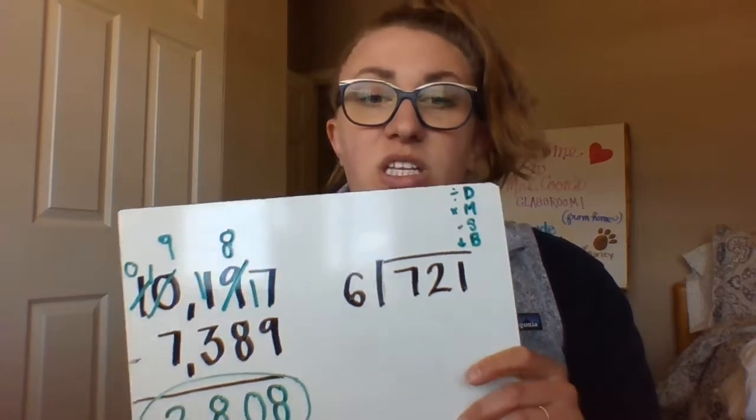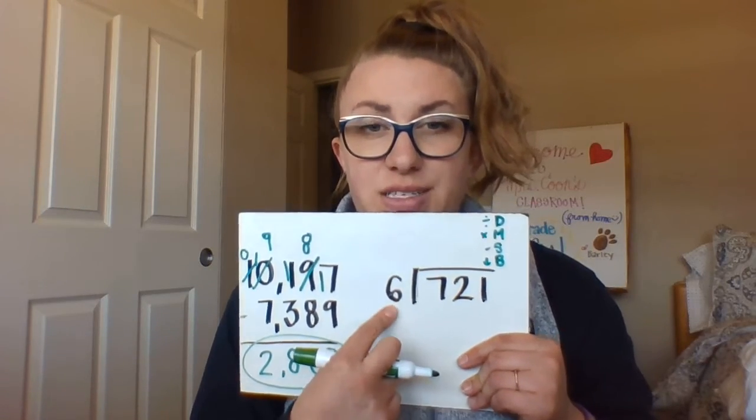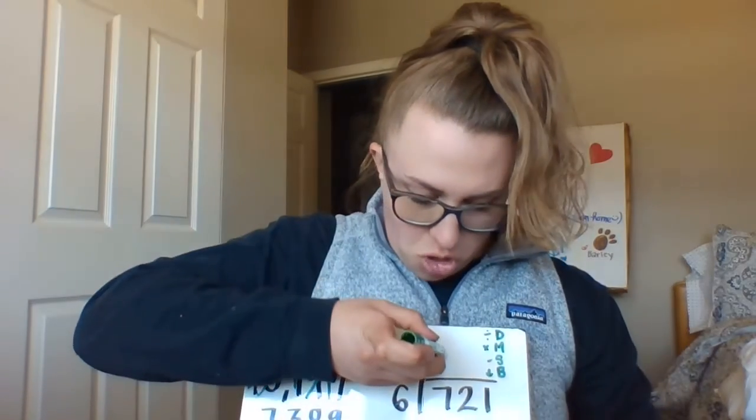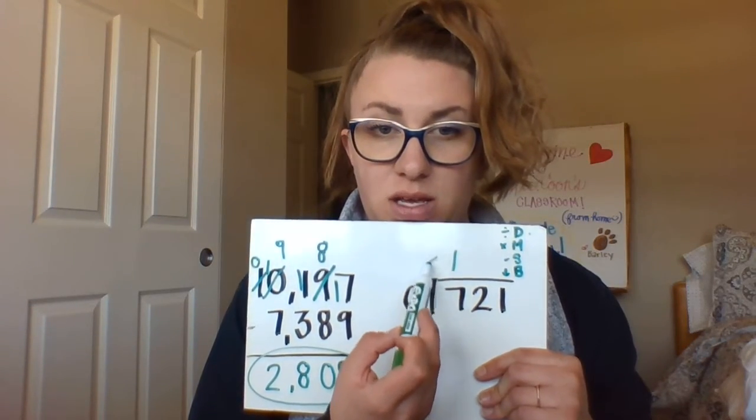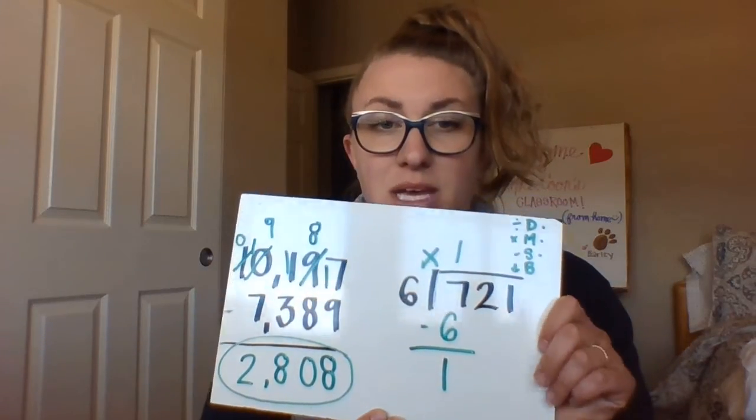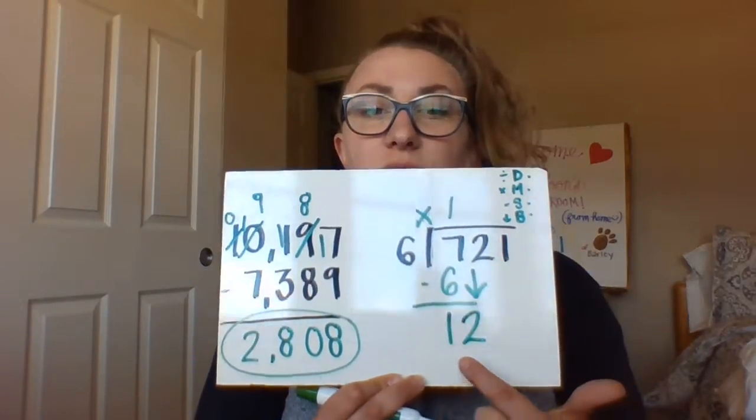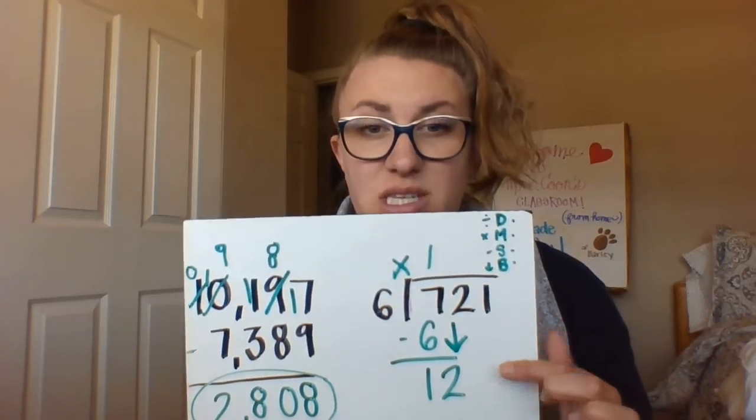Okay, so first step is dividing 6 into 7. That can fit in there 1 time. So that's my division step. Then I multiply 1 times 6, which is 6. I drop it below the 7. Then my next step is to subtract. 7 minus 6 is 1. That's my subtraction step. My final step is bring down, my B. I'm going to bring down the 2. So I get 12.